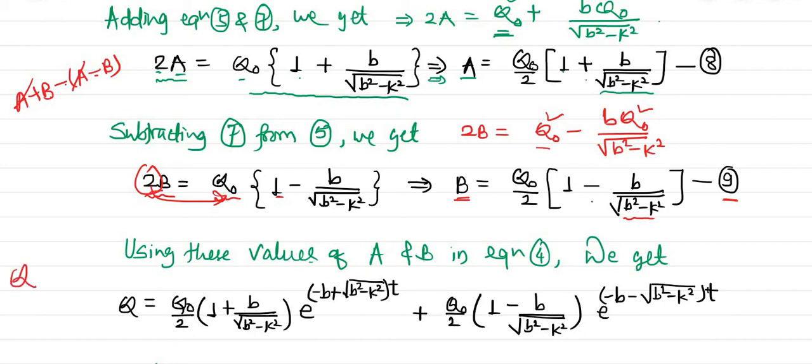So here equation 4, Q is equal to A into exponential of that first root T plus B into exponential of that second root into T. So simply we have to substitute the values of A and B that we have calculated in equations 8 and 9. So after substitution, instead of A, this one, Q0 by 2 (1 plus B under root B square minus K square). This is the value of A, we know, and this second term as it is, plus Q0 by 2 (1 minus B under root B square minus K square) is the value of B, and this exponential term as it is. So simply we have substituted the values of A and B in our general solution.